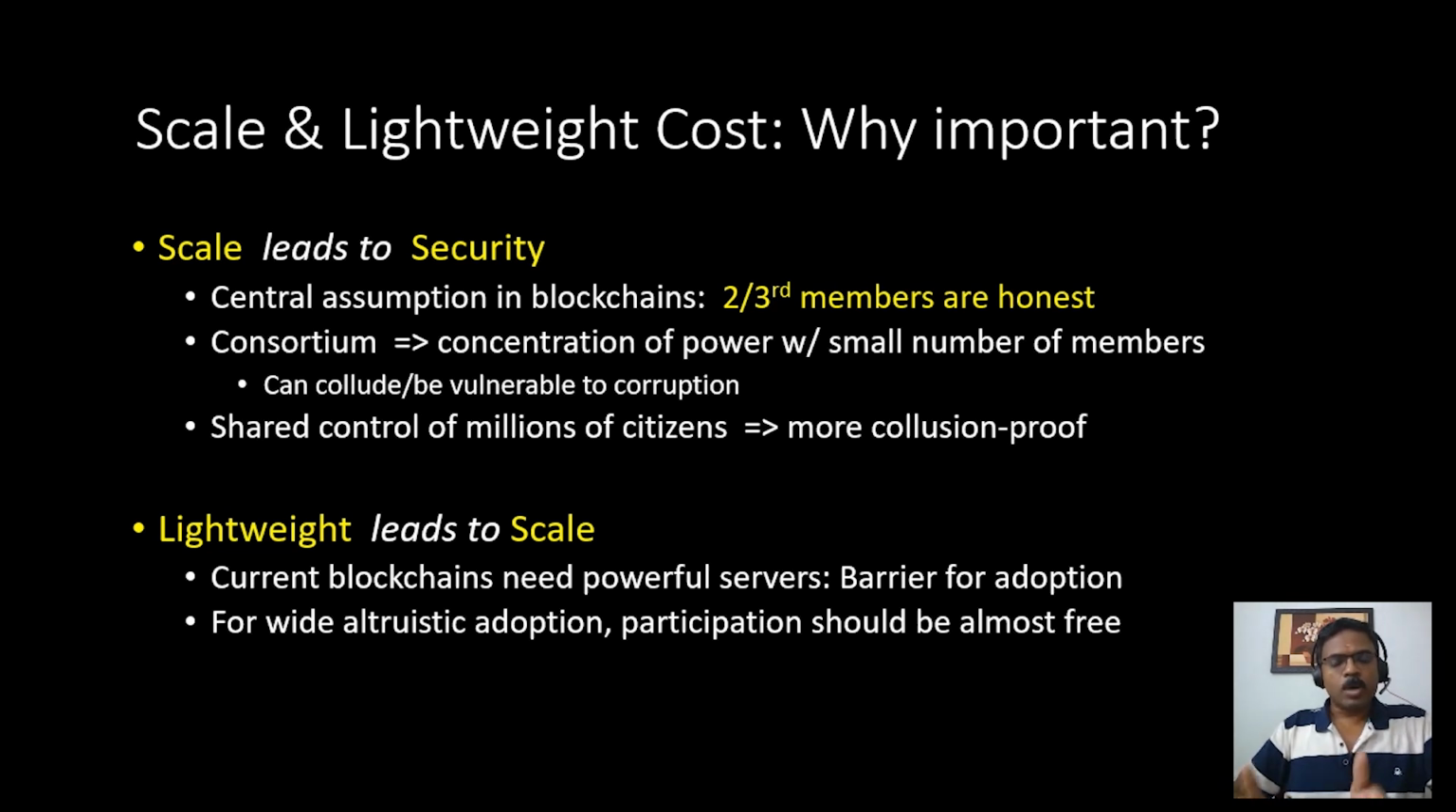So ideally, you want such a blockchain to be under the shared control of millions or even tens of millions of citizens. Then it becomes much harder to do collusion attacks or bribing attacks, right? Now, lightweight sort of derives from the requirement to have large scale. Why would millions of citizens run your blockchain if it requires powerful servers and so on? So the only way to gain widespread adoption is to make it very straightforward or almost free of cost to run a blockchain. Just with a smartphone, you should be able to do it, right?